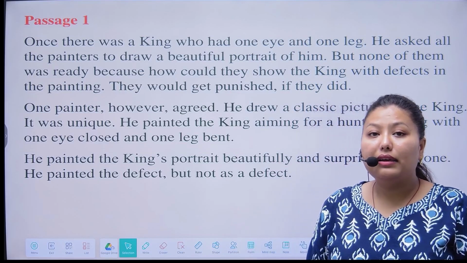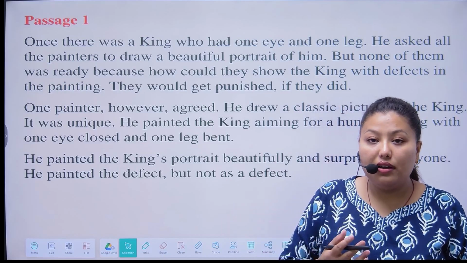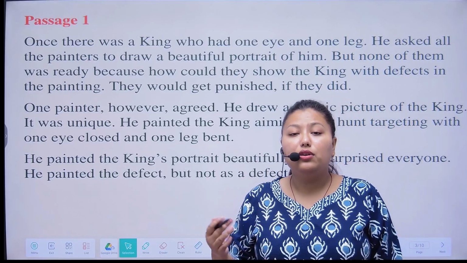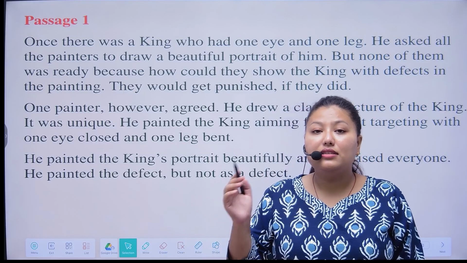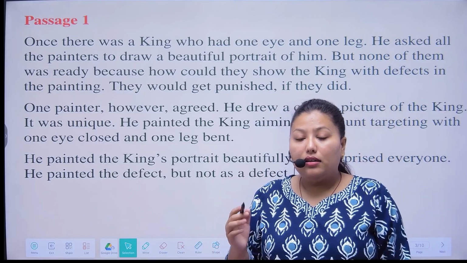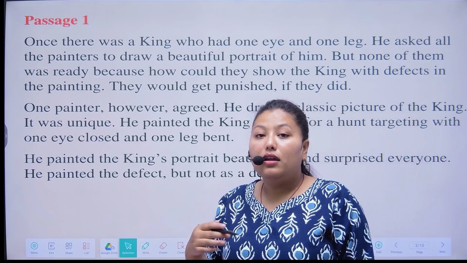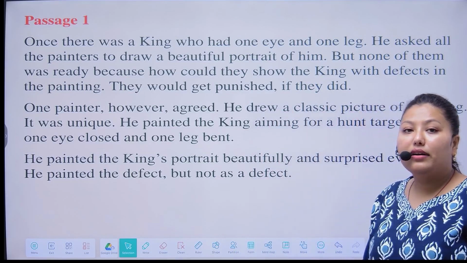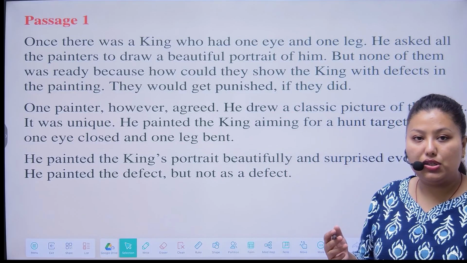They would get punished if they did so, and there was fear in the painters, because they knew that if they drew the king with his defects in the picture, they would get punished by the king. So the painters are not ready. One painter, however, agreed. So there was one painter who agreed to draw the picture of the king.